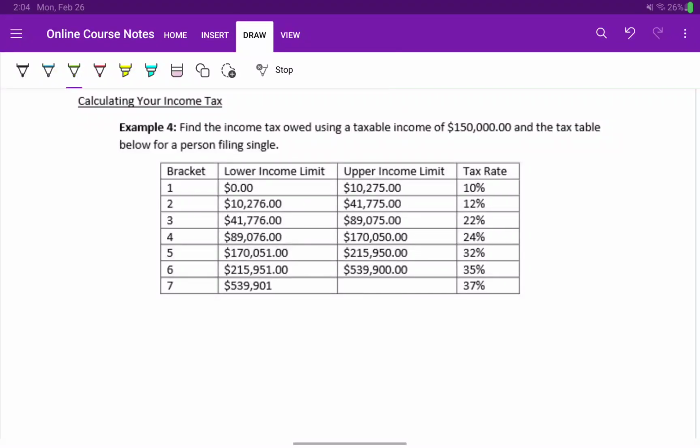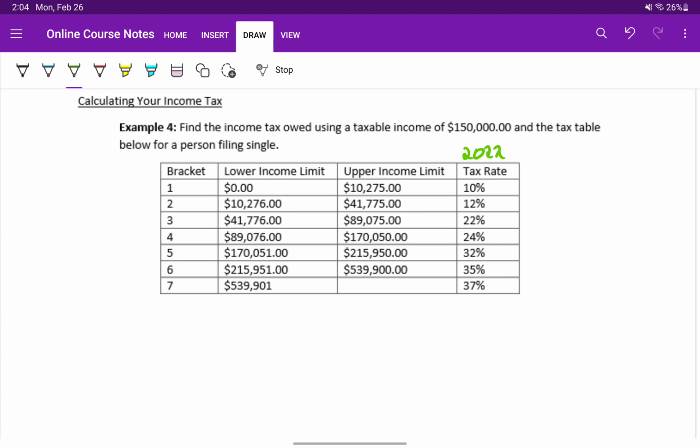In our last example, we want to look at calculating a person's actual income tax using, in this case, a tax table from 2022. Again, these values update every year, so for 2023, this information would already be out of date. But we know that a person has a taxable income, so after credits and everything else have been deducted, a taxable income of $150,000, and we have this tax table.